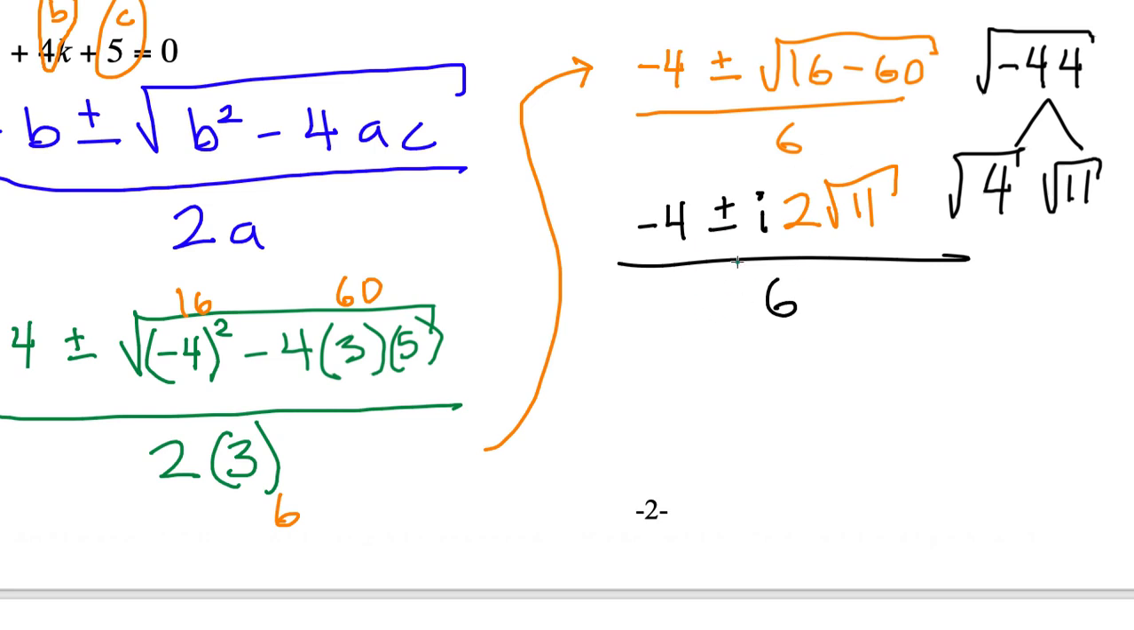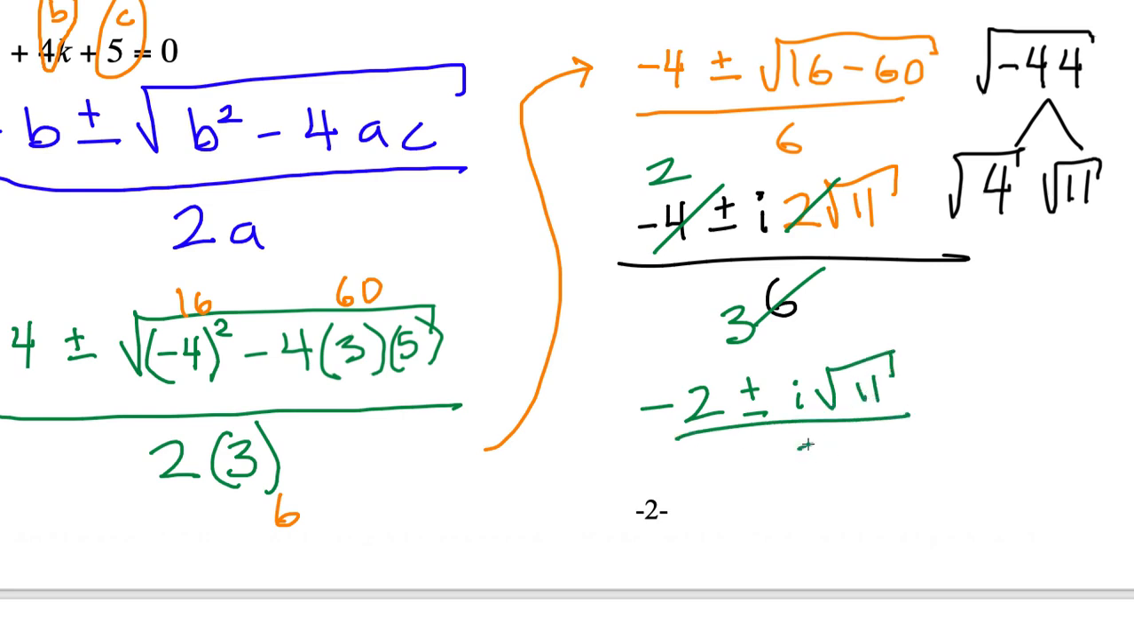Just in case, this is probably the one that you'll see in the multiple choice, but you might see everything divided by 2. If I divide everything by 2, that turns into a 2. That turns into nothing, it's gone. That turns into a 3. If I divide everything on the top and bottom by 2, you are allowed to do that. That's negative 2 plus or minus i square root of 11 over 3. And that is the final answer that I'm looking for.